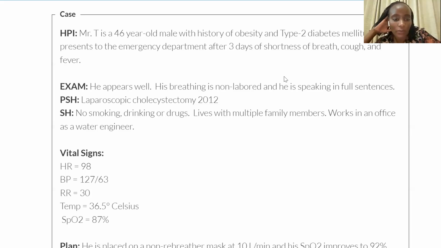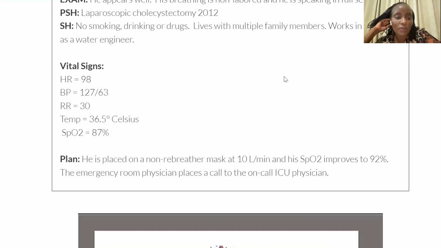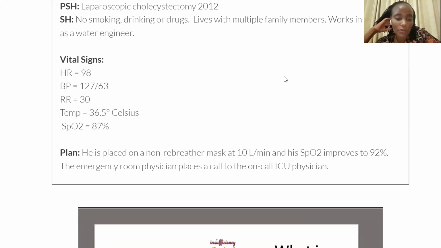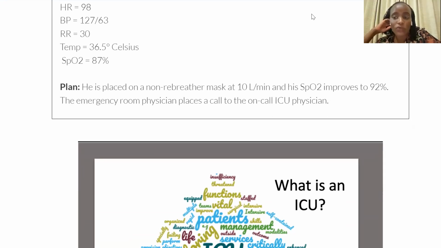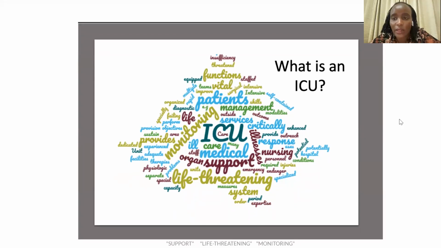His vital signs: heart rate is 98, blood pressure is 127/63, respiratory rate is 30, temperature is 36.5, afebrile, and saturations are 87, which is slightly low. So what's the plan? This patient is placed on a non-rebreather mask at 10 liters per minute and his SpO2 improves to 92%. The emergency room physician places a call to the on-call ICU physician. The first question we have to think about is, why did they call the ICU physician?